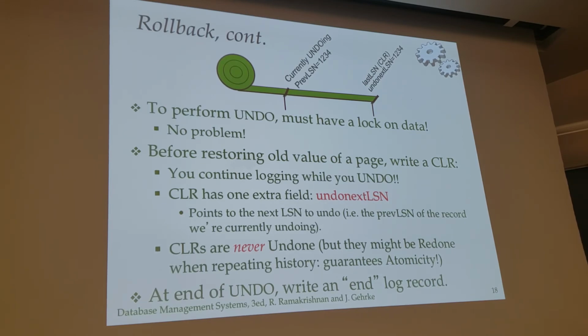Again, this relates to why you need the CLRs. So a CLR record has one special field, which is called the undo next LSN. I read that as "undone XT LSN," but it's not. It's the undo next LSN. Should capitalize the N to make that more readable. So the CLR record has an undo next LSN, which is the prev LSN of the thing that you're currently undoing.